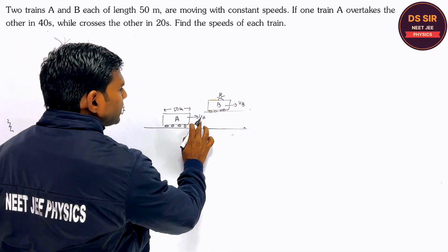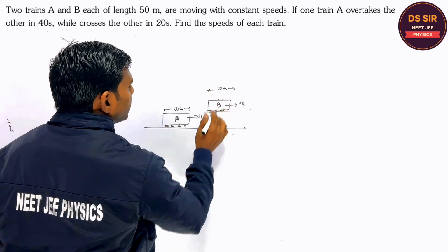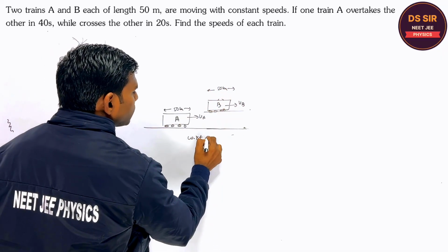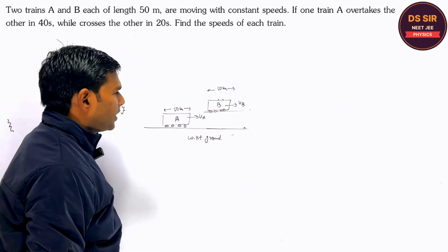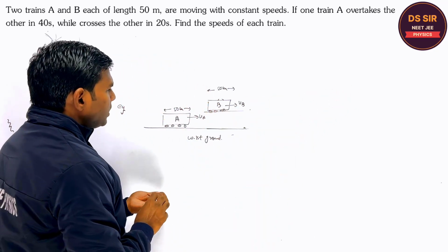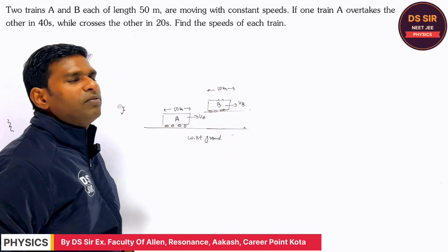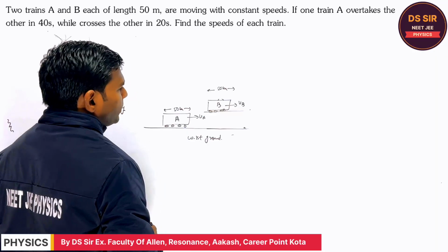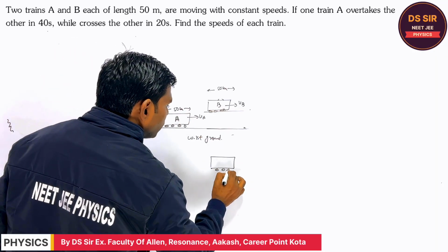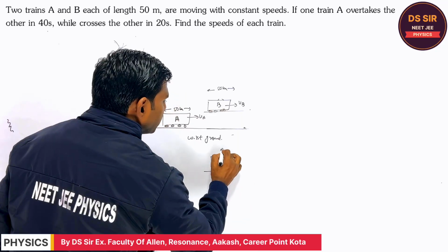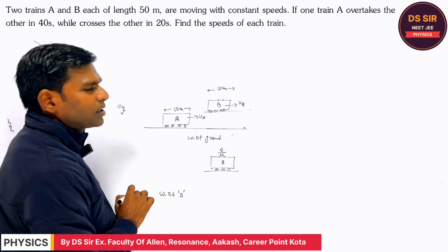If these are the velocities of A and B, this is the 50 meter, this is the 50 meter. This is the figure with respect to ground. With respect to ground, both are moving in the same direction. Now, this is the car A and it overtakes. Therefore, its velocity will be greater as compared to B because it is overtaking. So, to find this, what you have to do? You sit on the B. Now, with respect to B, you have to make the figure.